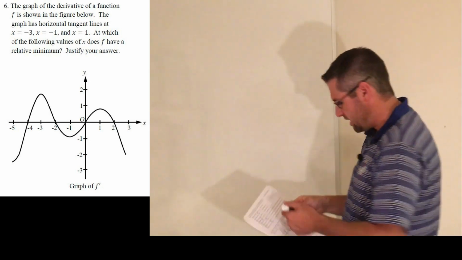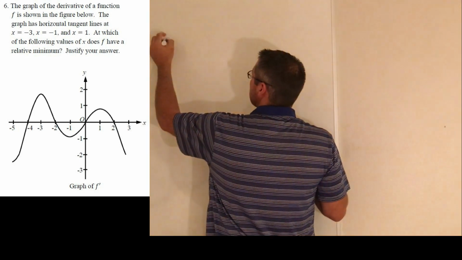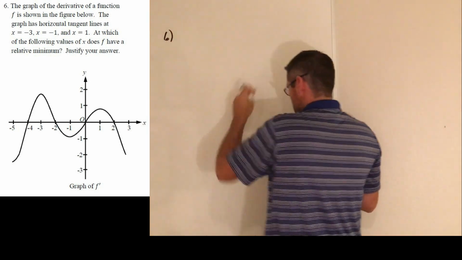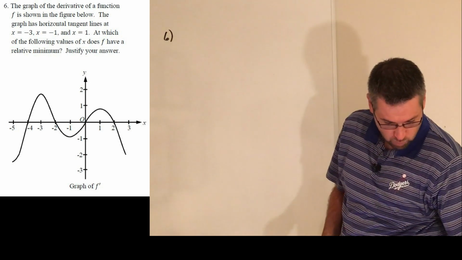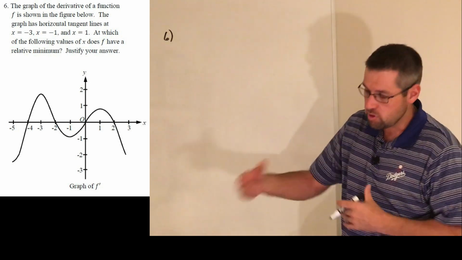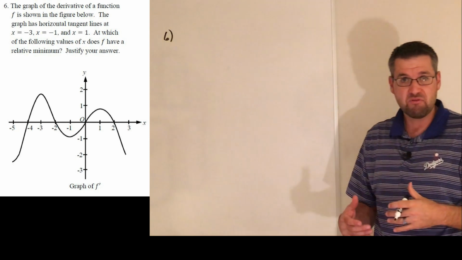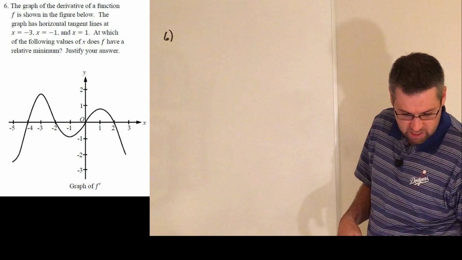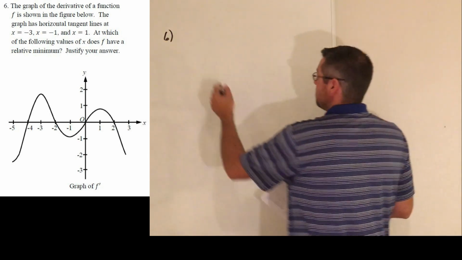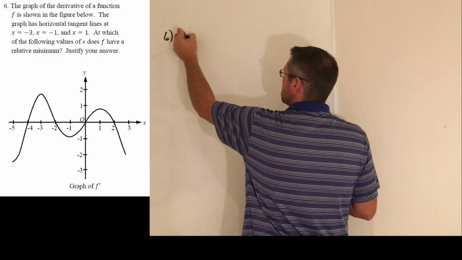Number 6, it gives us the graph of f prime. And it's asking for which f has a relative minimum. So we're going to go a little bit deeper than we were before. Before we were talking about just when is f decreasing or when is f increasing. But here we're looking for when f has a relative minimum. So let's justify it first.